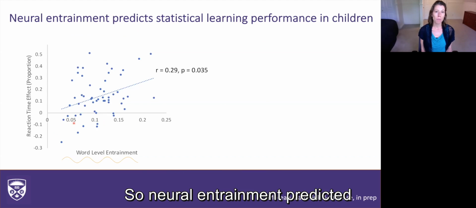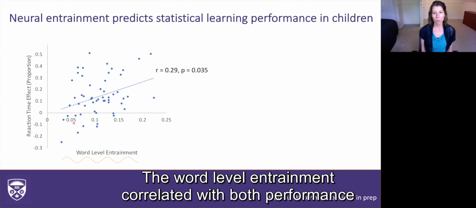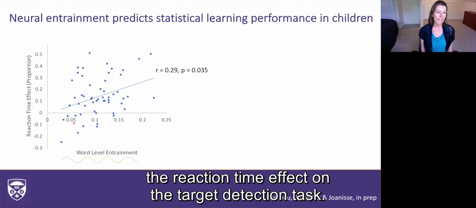So neural entrainment predicted 2 of the 3 post-learning tasks that we administered. The word level entrainment correlated with both performance on the rating task as well as what's shown here, the reaction time effect on the target detection task.